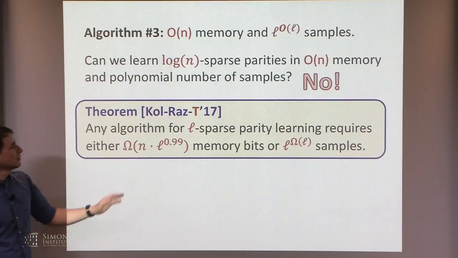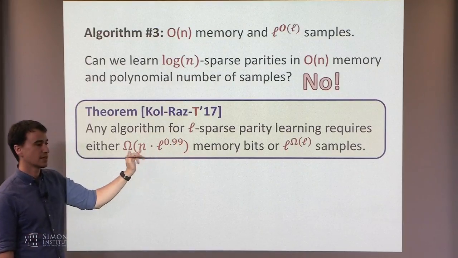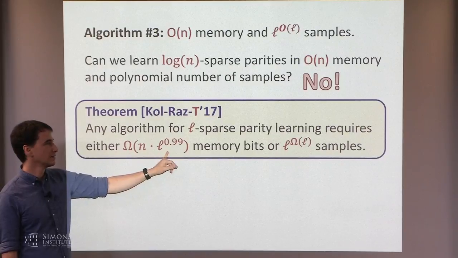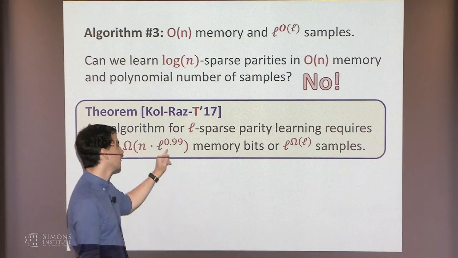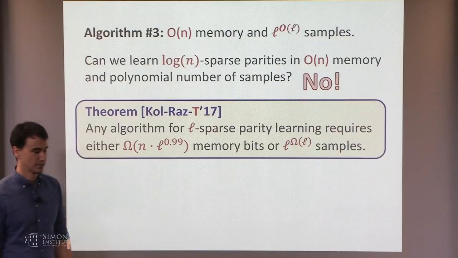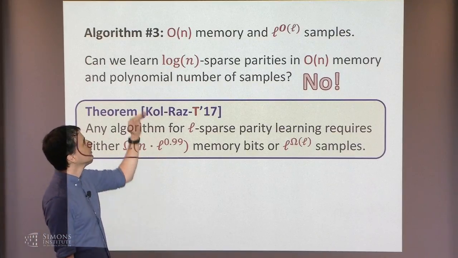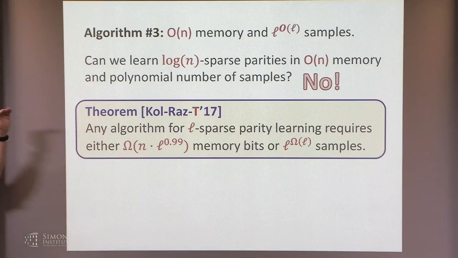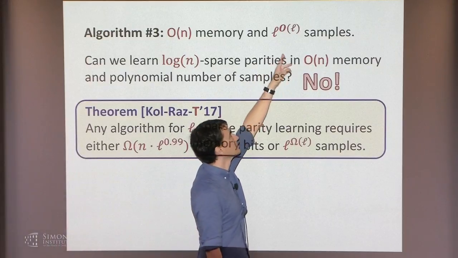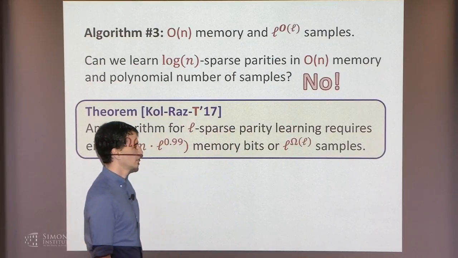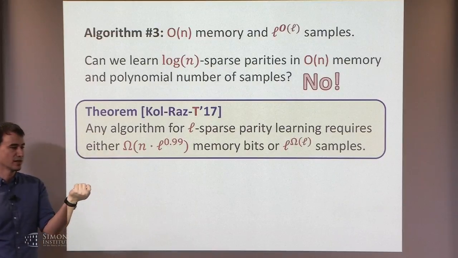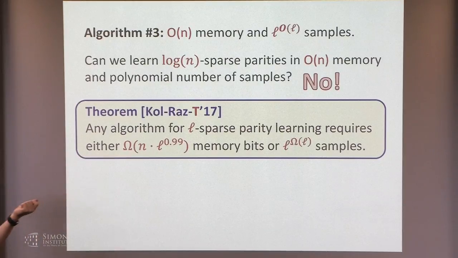Okay, so for learning sparse parities, you need at least n times L to the 0.99 memory, or at least L to the L number of samples. So if your memory is smaller than that, then you need at least that number of samples. At least in this sense, if you're only interested in linear size memory algorithms, then this is optimal. You get an L to the order L upper bound, and an L to the omega L lower bound. And what is this L to the L? It's like log n to the log n. So it's actually super polynomial, right? It's something like n to the log log n.